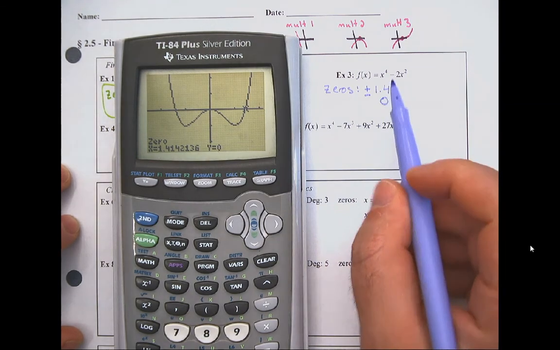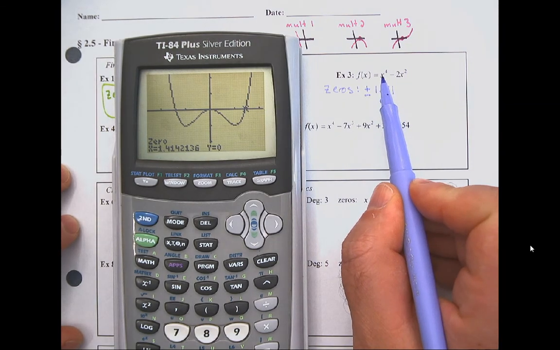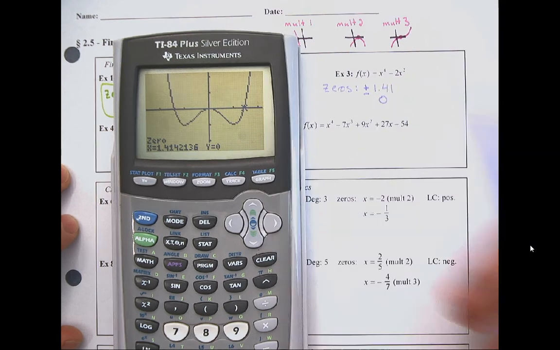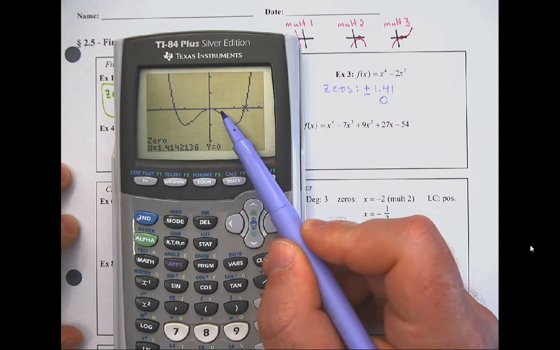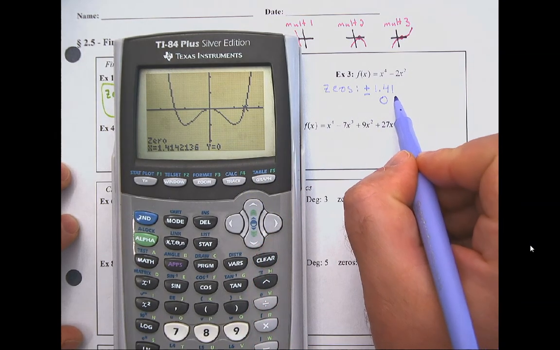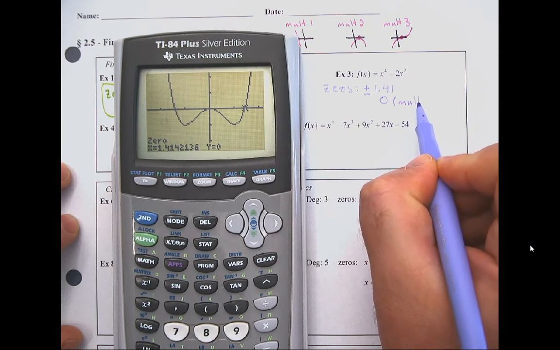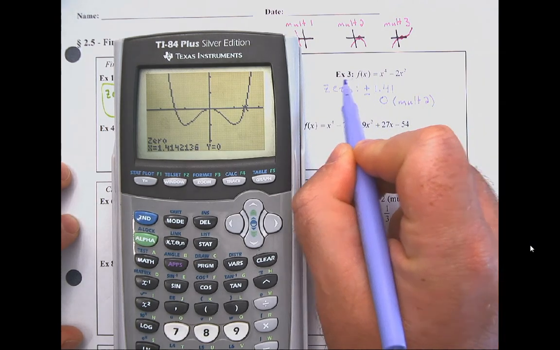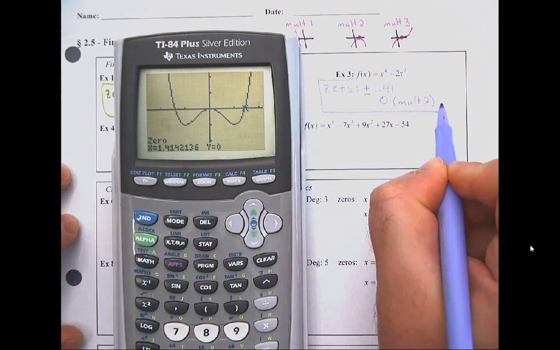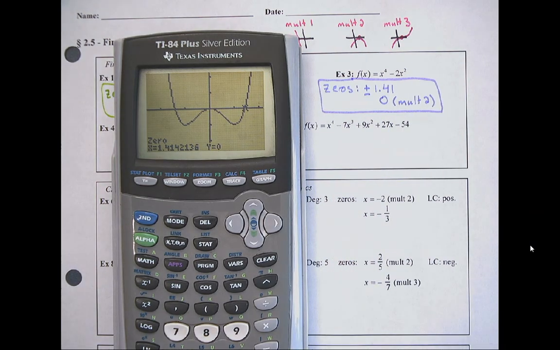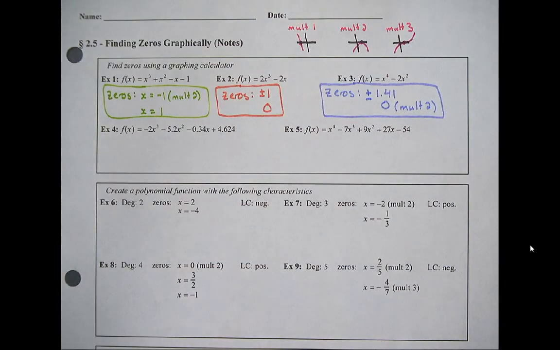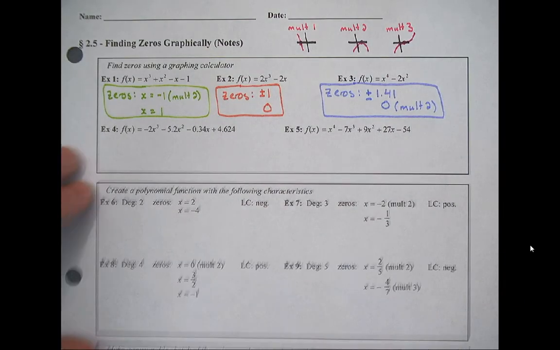So how many zeros do we have? 1, 2, 3. Crap, we're supposed to have 4. So where's the other 0? Well, we should have said it when I drew it. I didn't catch it. This came up, bounced, and went back down. So this is a mult2. So I have my plus or minus, positive 1.4, negative 1.4, and then 2 more zeros there. I'm going to encourage you to pause and try to do the next couple ones on your own.